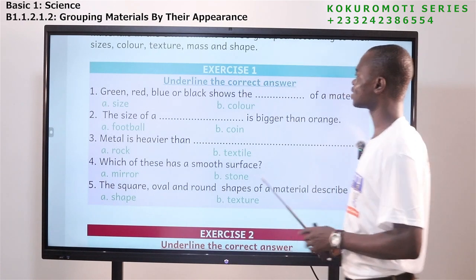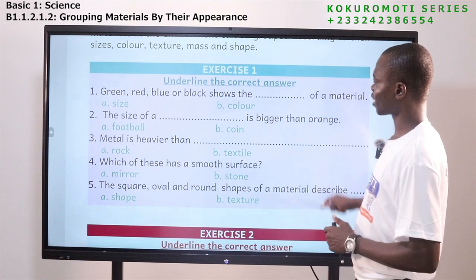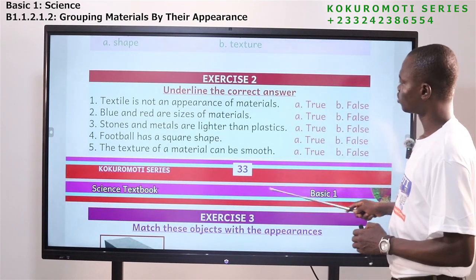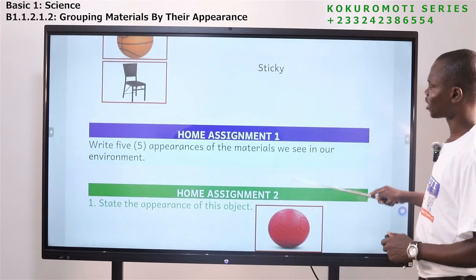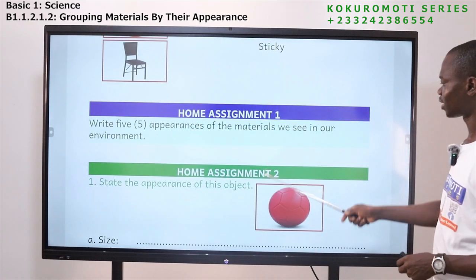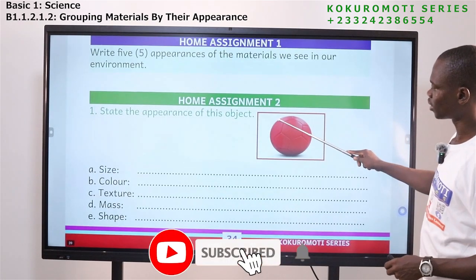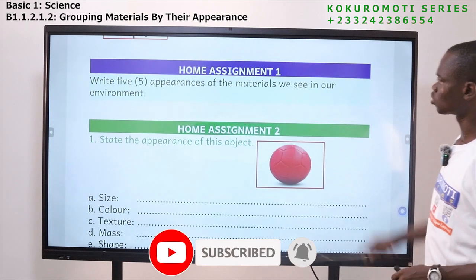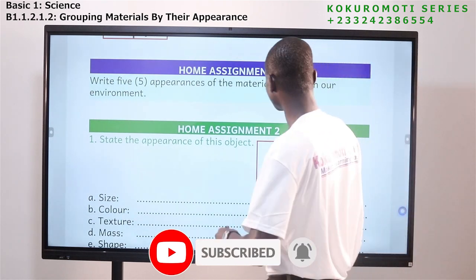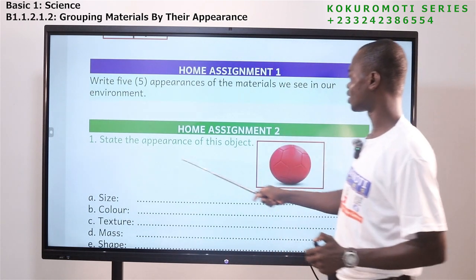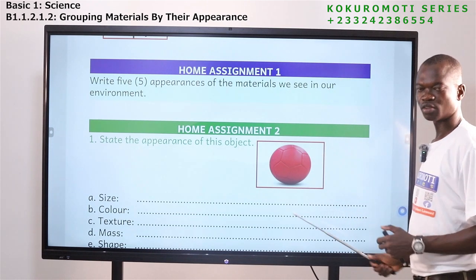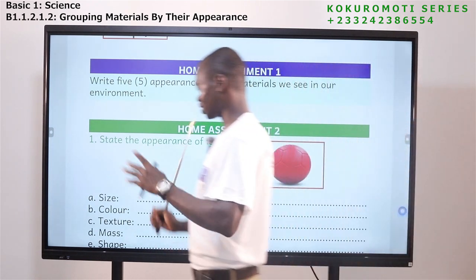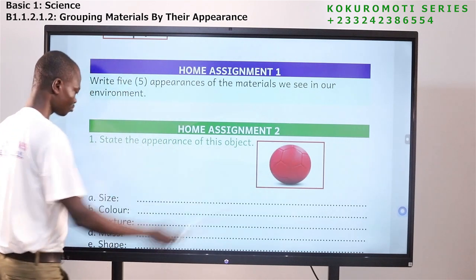Okay, so we have exercises here. Exercise 1, 5 questions. Exercise 2, 5 questions. Exercise 3, then we have home assignment, home assignment 1, and then home assignment 2. So let's look at the second home assignment. State the appearance of this object. So now this is an object. We are going to state the appearance of this.